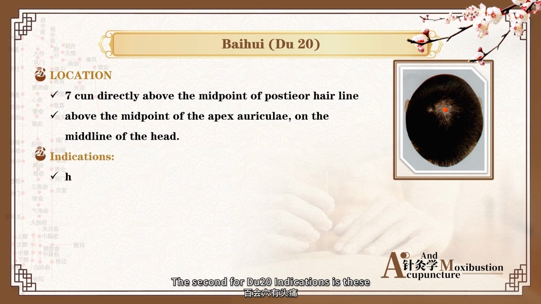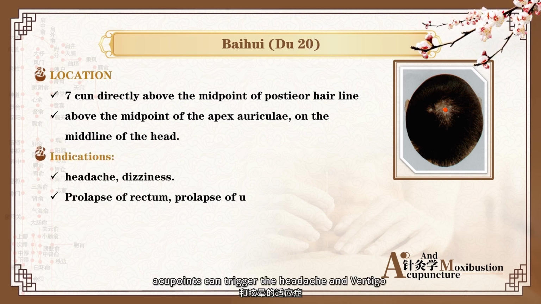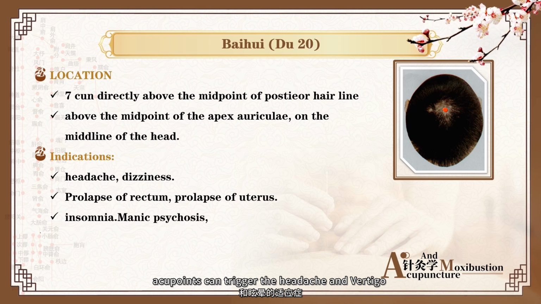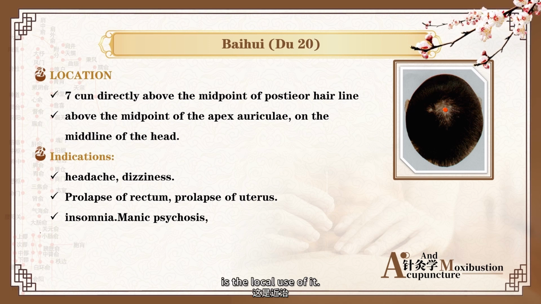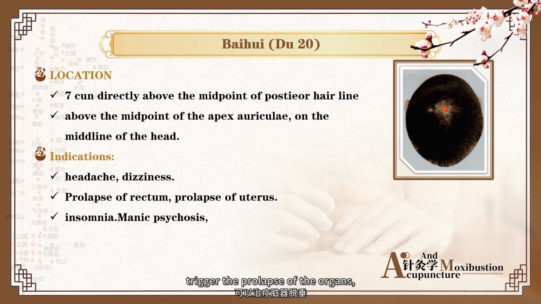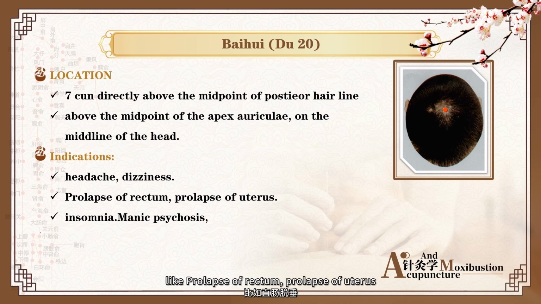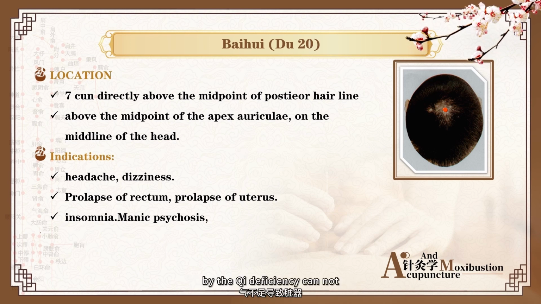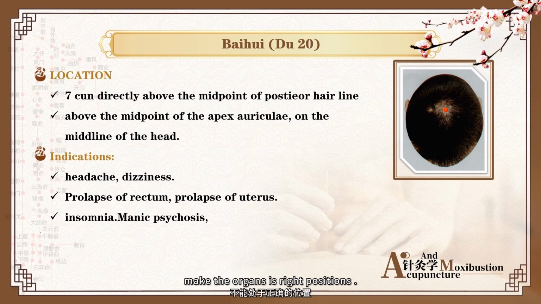The second topic for Du20 is the indications. This point can treat headache and vertigo. This is the local use of it. The second use for the point is to treat prolapse of the organs, like prolapse of the rectum, prolapse of the uterus, and prolapse of the stomach. Those kinds of problems are caused by Qi deficiency, which cannot keep the organs in the right positions.